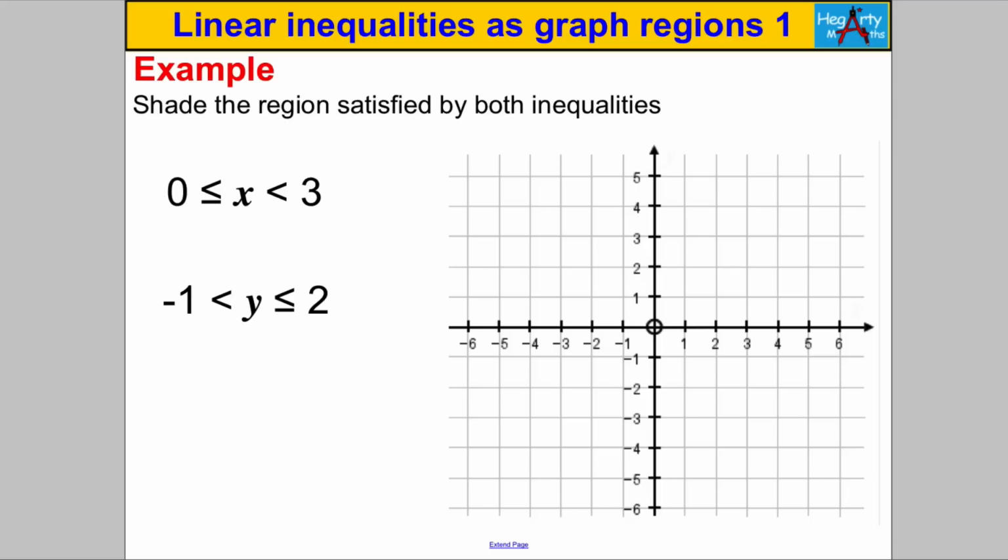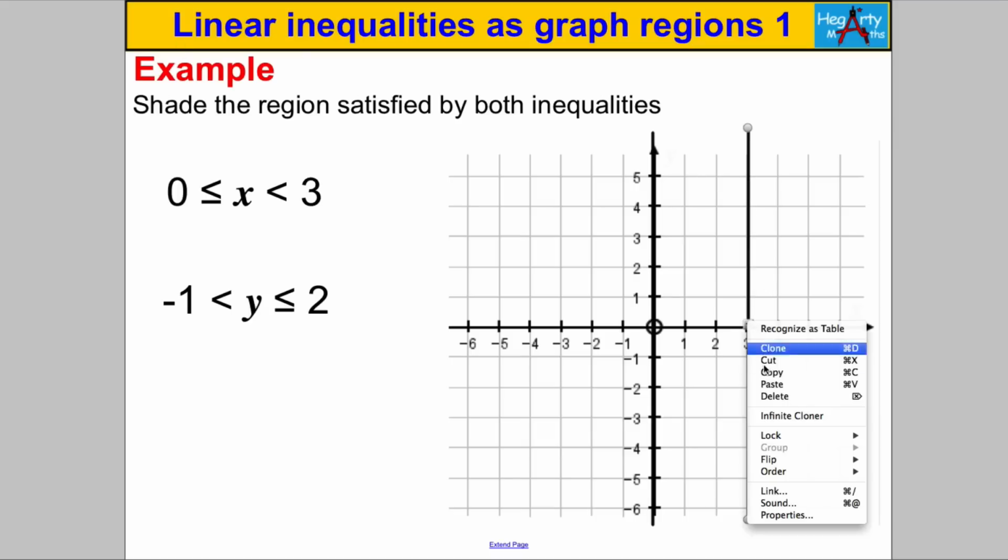Another one here, let's shade the region satisfied by all of these. Okay, there's a lot to draw here. This one here, I'm going to draw the lines x equals 0 and x equals 3, but this one being dotted, this one being complete. So drawing the line x equals 0 is that line there, x equals 3 is that line there, but I'm not allowed for it to be a complete line, it must be a dotted line.